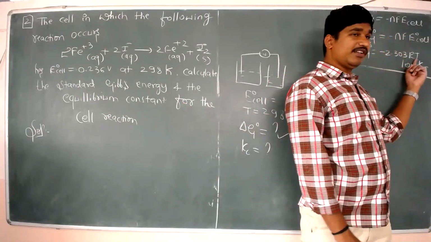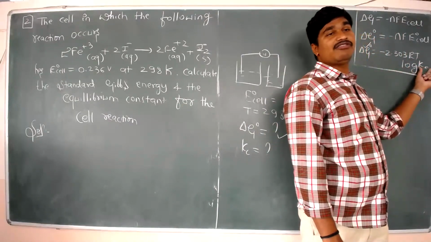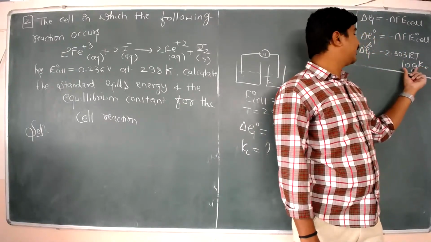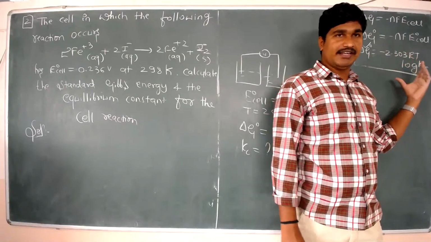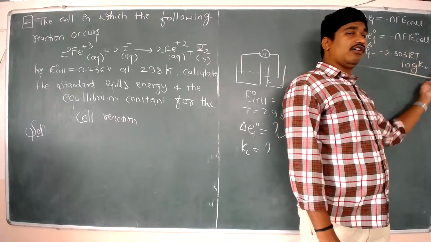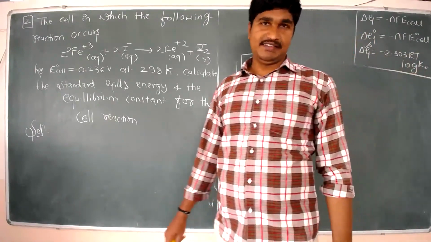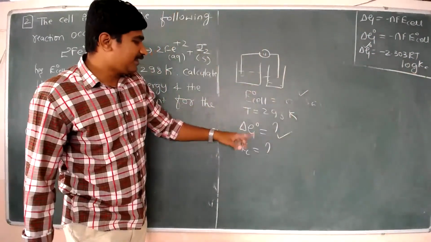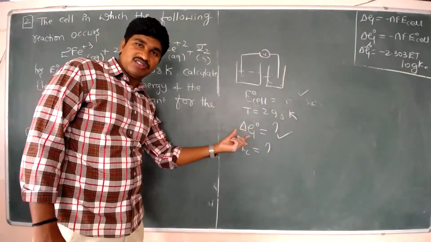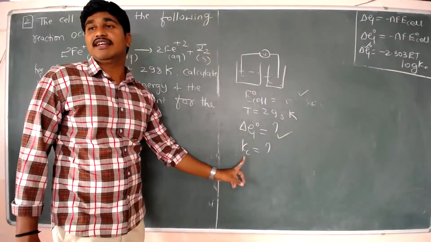Just substitute the temperature here, and after that we can easily calculate Kc. After taking log to the other side, it will become an anti-log, right? By substituting all the values and taking log to the other side, we can easily calculate the Kc. By using this data, first calculate delta G naught. By using delta G naught, we can easily calculate the Kc.